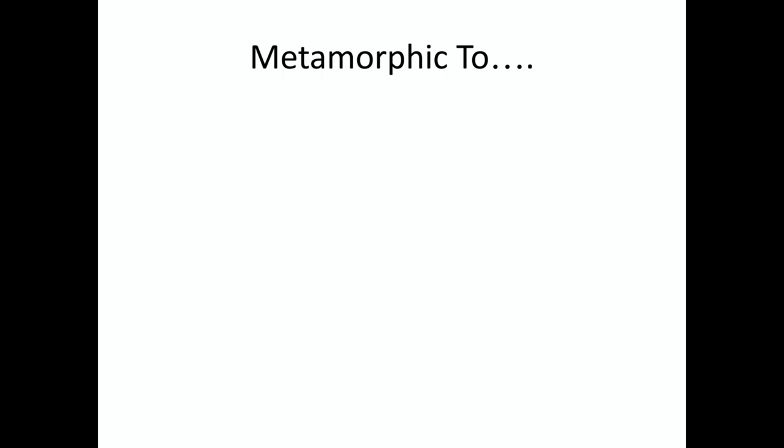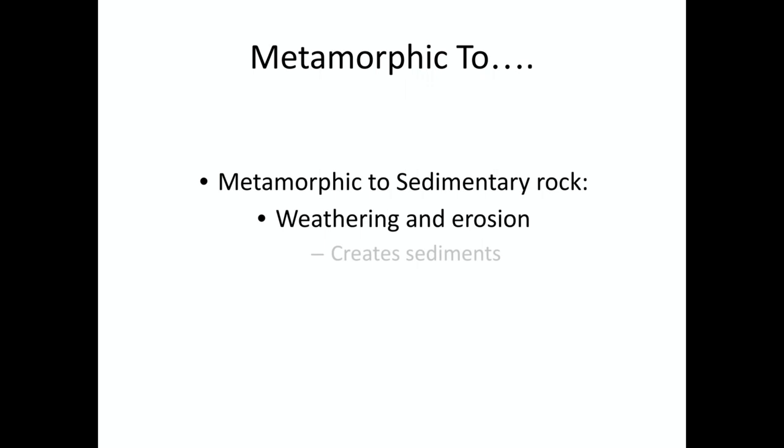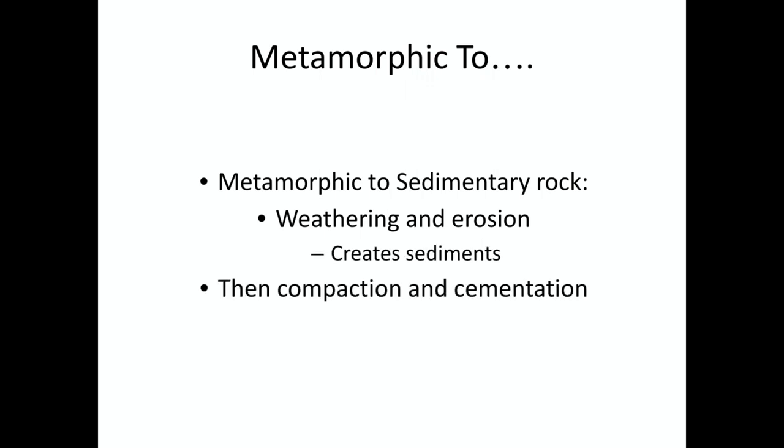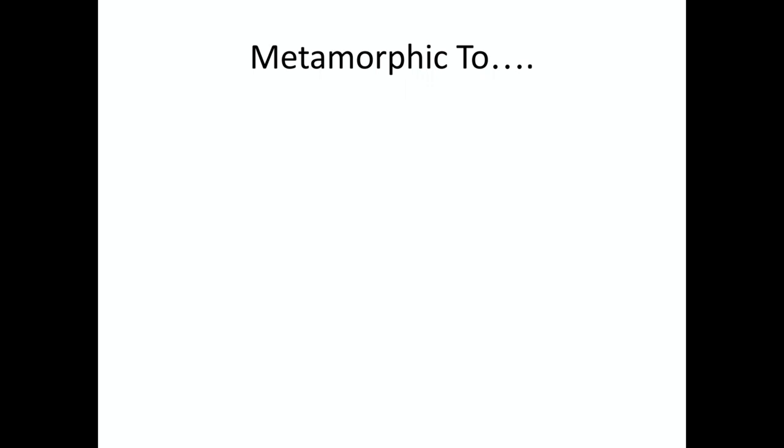Metamorphic rock can become any one of the three. So metamorphic to sedimentary, well, the only way to make sedimentary out of metamorphic rock is for weathering and erosion to create sediments, and then compaction and cementation. Hopefully you're getting the pattern here.